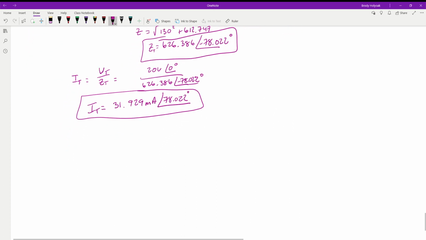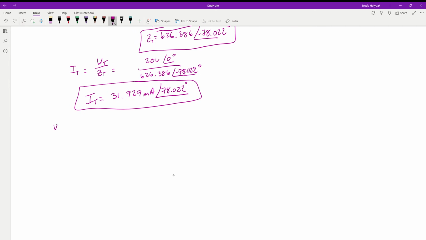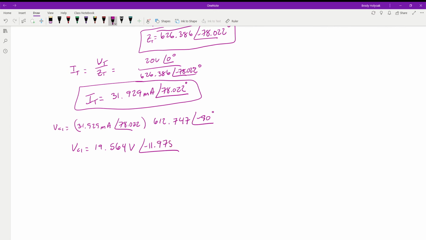Now we use that information again to solve for our voltages. So the voltage drop across capacitor 1 is equal to 31.929 milliamps at an angle of 78.022, multiplied by the capacitive reactance of 612.747 at an angle of negative 90 degrees. Voltage of capacitor 1 is equal to 19.564 volts at negative 11.978 degrees.